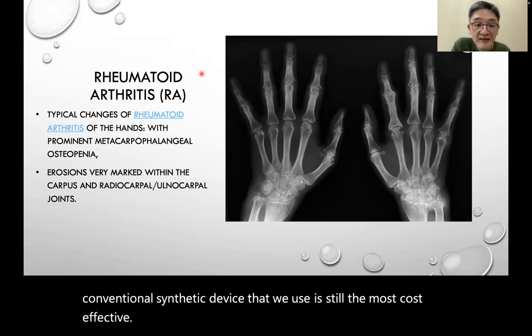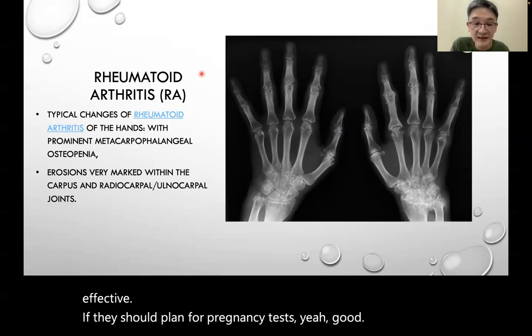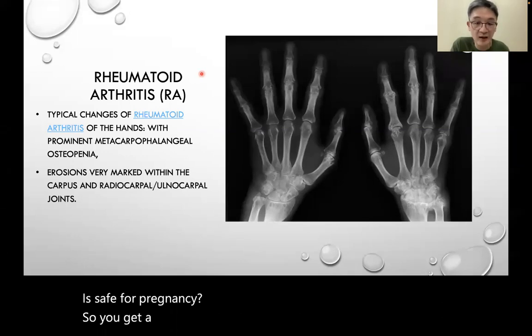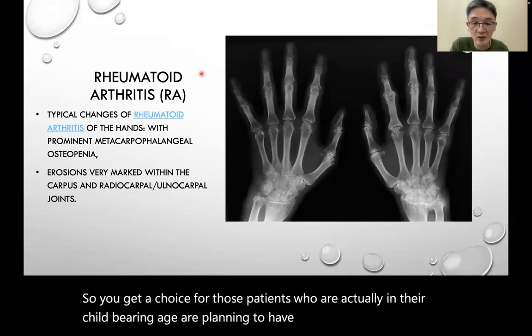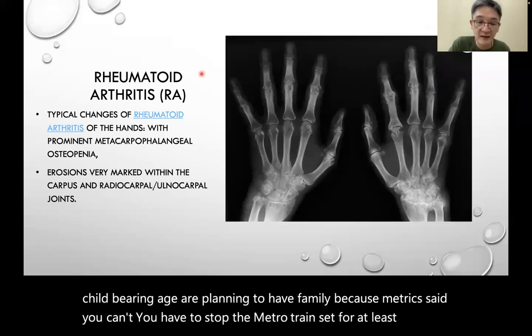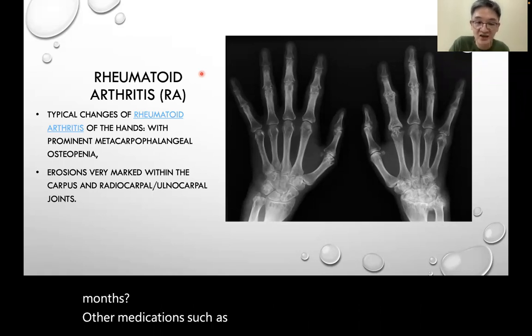If the patient plans for pregnancy, the next option is sulfasalazine. Yeah, good. Sulfasalazine is safe for pregnancy. So it will be the choice for those patients who are of childbearing age and planning to have a family. Because methotrexate, you have to stop for at least 3 months. Other medications such as leflunomide are totally out if, let's say, it's a childbearing age lady planning to get pregnant.